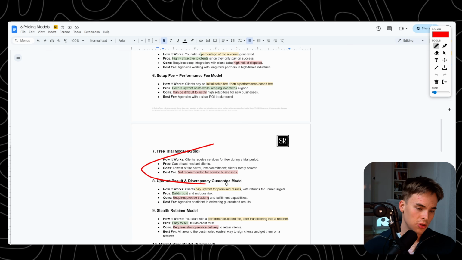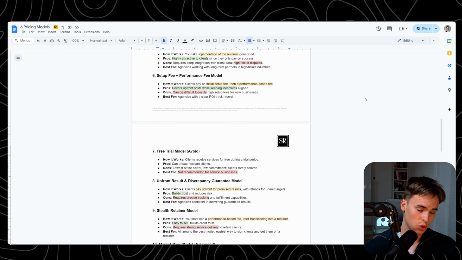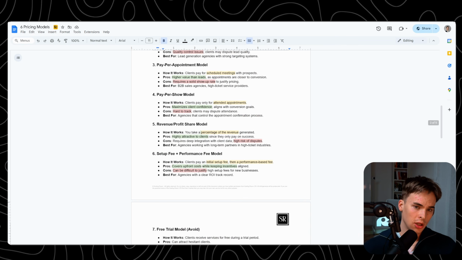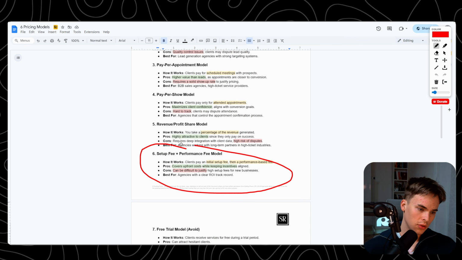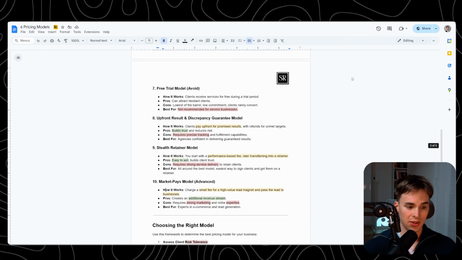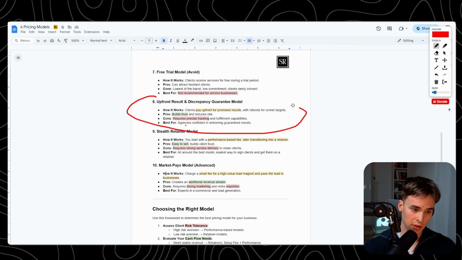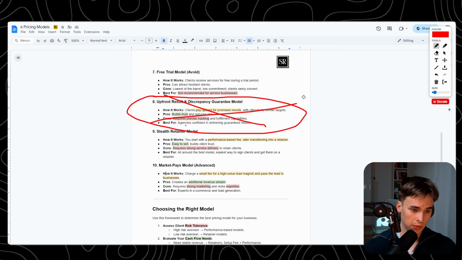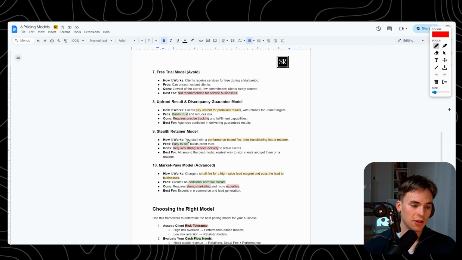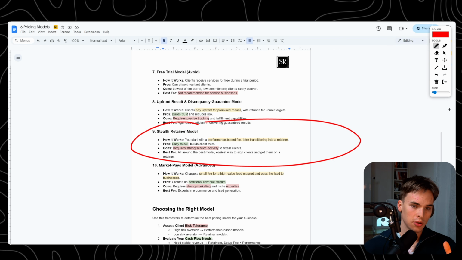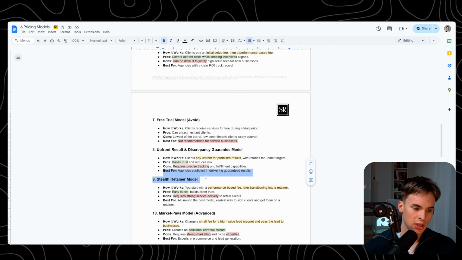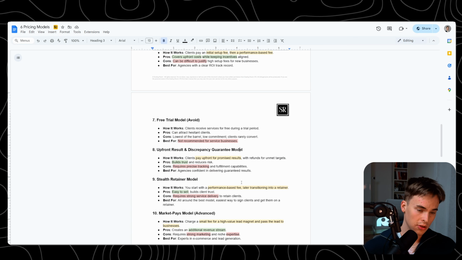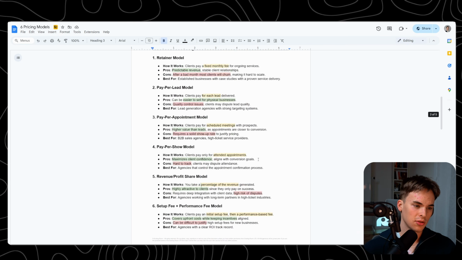If you're just starting out, let's go back and summarize. You can do a free trial if you're testing and just trying to pivot to a new offer. If you already know what you're doing, you can go with setup fee plus performance. If they are hesitant, you go with an upfront results and discrepancy guarantee model. This works really, really well for lead generation services. And then finally, you can upsell them on a retainer. You can even do this, right? Like a stealth retainer with the upfront result guarantee. You can combine these. That's the beauty of this.